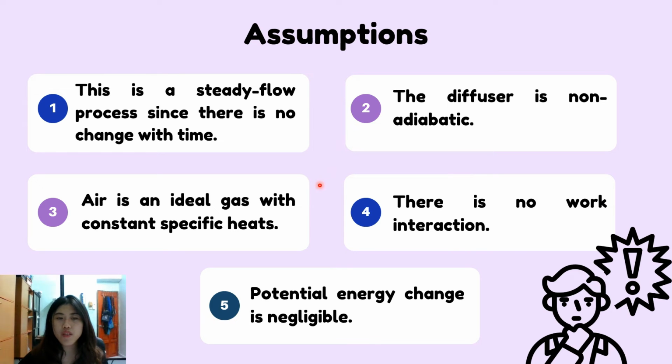I made 5 assumptions for this question. The first one is the diffuser is under a steady flow process since there is no change with time. The second assumption is the diffuser is non-adiabatic. The third assumption is air is an ideal gas with constant specific heat. The fourth assumption is there is no work interaction. The last assumption is potential energy changes are negligible.